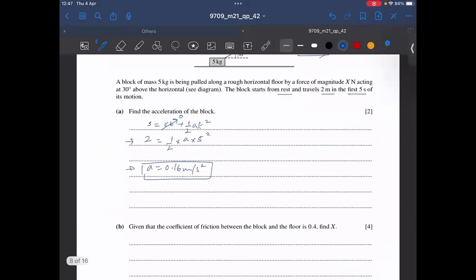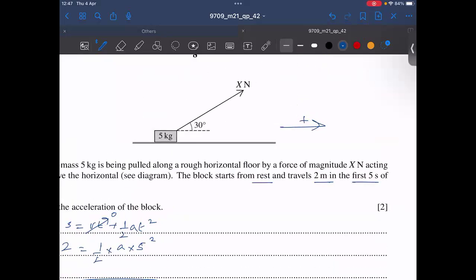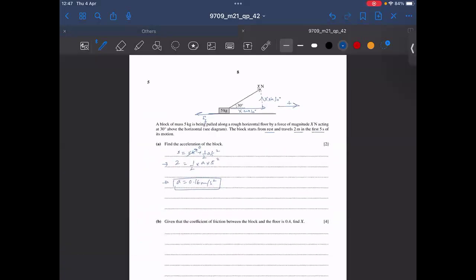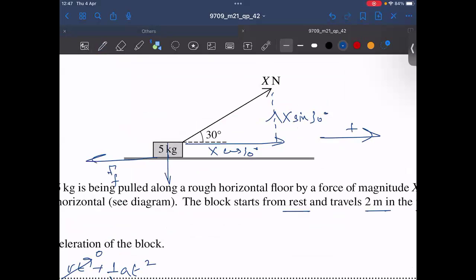Then we have been told the coefficient of friction between the block and the floor. So now I'm going to apply Newton's second law. I'm going to be resolving this force X into its components. This component is going to be X cos of 30 because that's adjacent to the angle. And this is opposite to the angle, so it's going to be X sine of 30 degrees. There's a force of friction as well. Force of friction is 0.4. And there's a force of gravity, and there's a normal reaction force. Normal reaction force is R, and this is 5 times 10, which is mg.